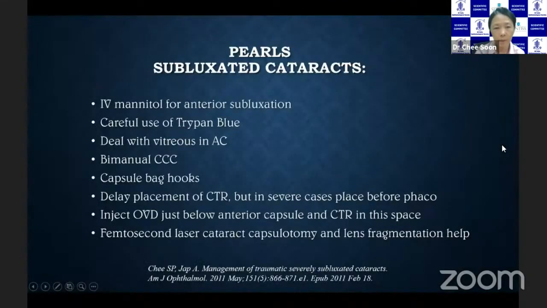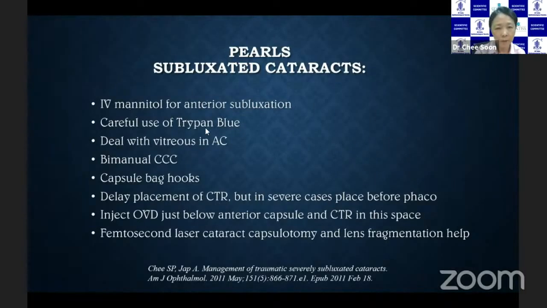So these are my pearls I leave with you. If your lens is anteriorly subluxated and patients present with high pressure, I always run IV mannitol. For white cataracts, I always run pre-op IV mannitol. This will shrink the vitreous as well as the lens, and very often will save vitreous presentation and deepen the anterior chamber for you.